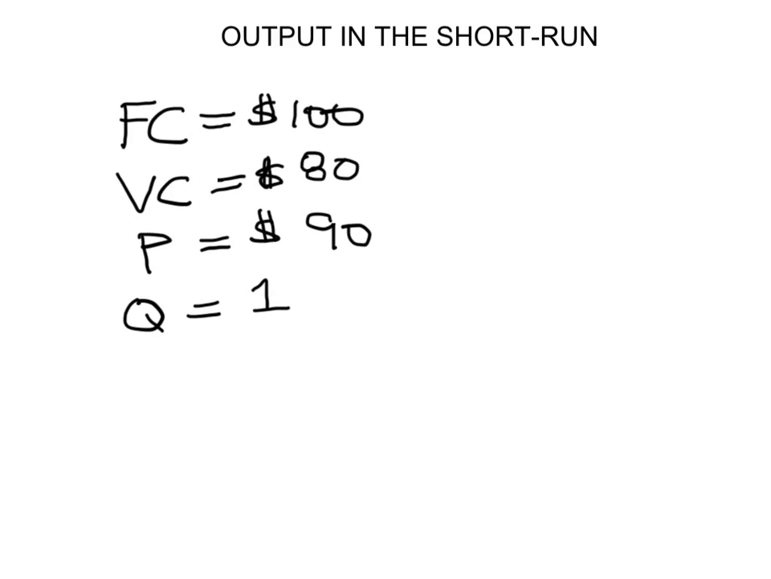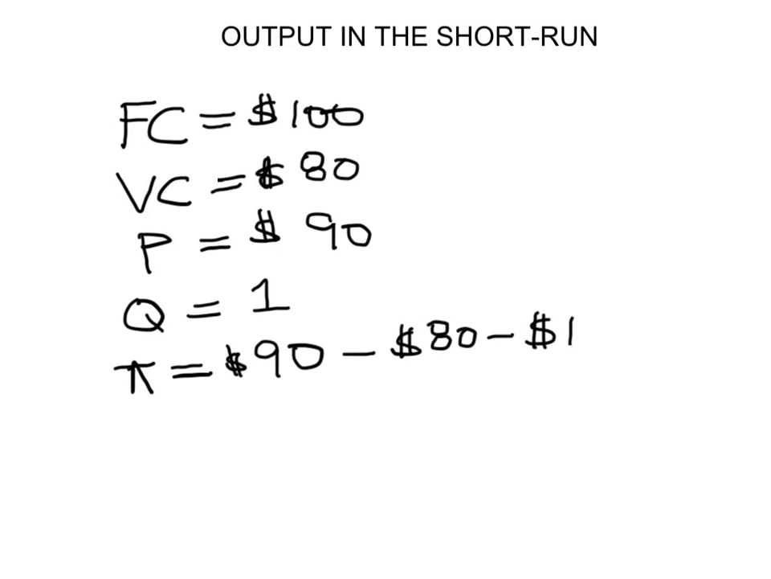So when you produce 1 unit of output, how much revenue, how much profit do you have? Well, your actual economic profits at this point are going to be the revenue you make, which is the $90, minus the variable costs, which are the $80, minus the $100, which are your fixed costs. So clearly, after this, you're going to be in the hole for $90. But the problem is that you really cannot get rid of this $100. You have to pay it anyway.